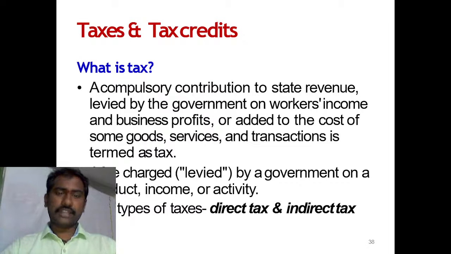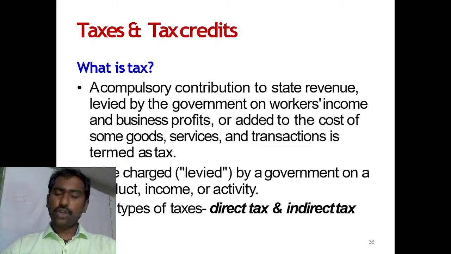So first, what is a tax? A tax is a compulsory contribution to state revenue levied by the government on workers' income and business profits, or added to the cost of some goods, services and transactions. A fee charged or levied by a government on a product, income or activity is called tax.